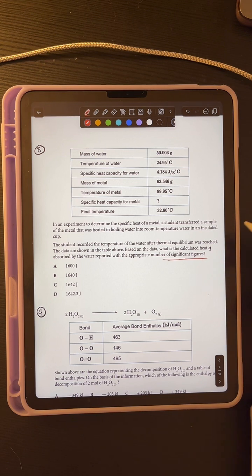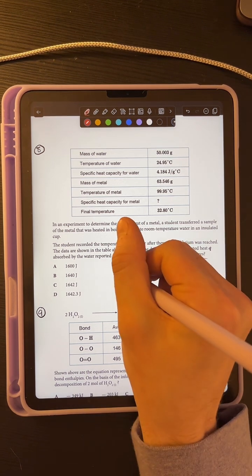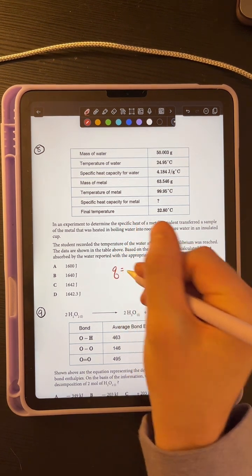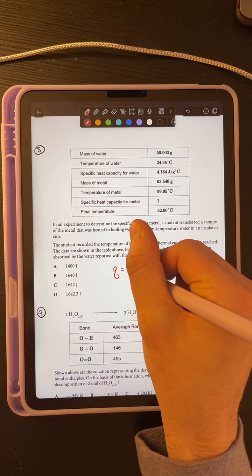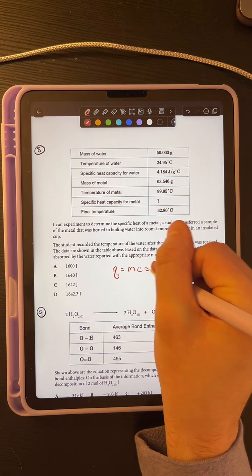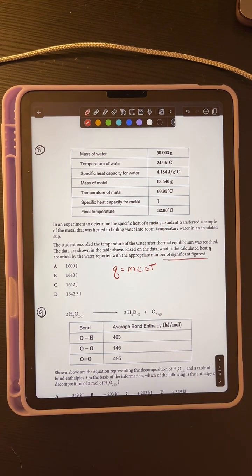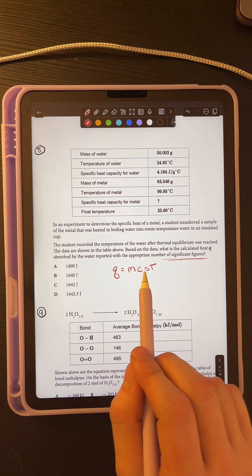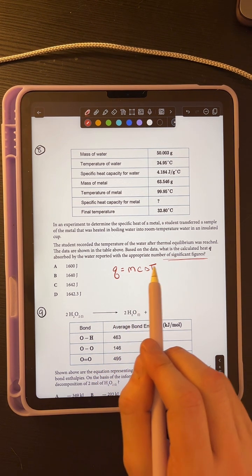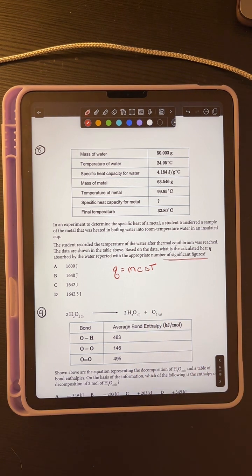So we are looking for Q. Now, anytime that we're looking for Q and we're talking about thermal equilibrium and everything, we are going to want to start thinking of the Q equals mc delta T equation, where we have our heat, the mass of whatever we're talking about, the heat capacity, and then our change in temperature. Q equals mc delta T, Q equals MCAT.